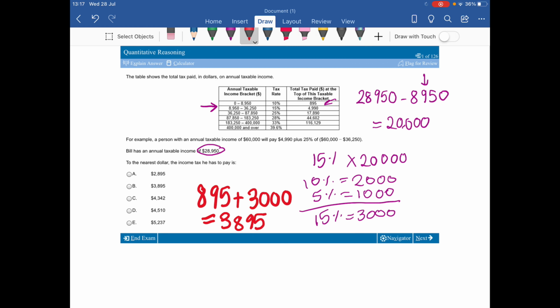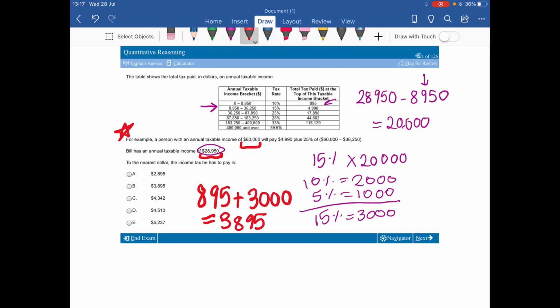3,895. Now, because the UCAT is a very time-pressured exam, we know that it would be hard to do this very quickly. However, this sentence is very key. This sentence tells you what to do. So this is the equivalent of this. So what have you done to this? If I didn't understand, I would ask where did they get 60,000 from? Where did they get that 4,990 from?